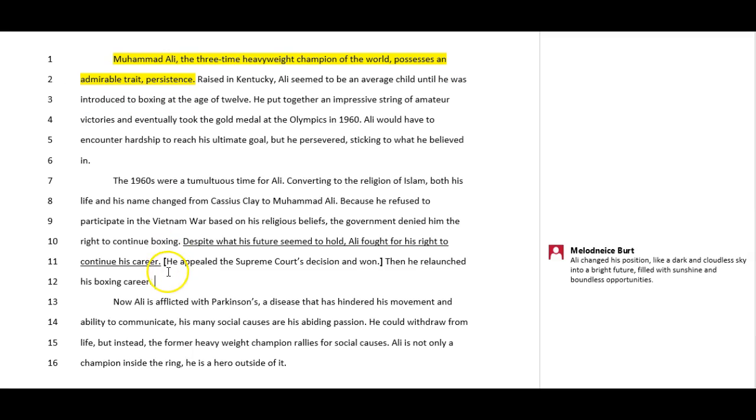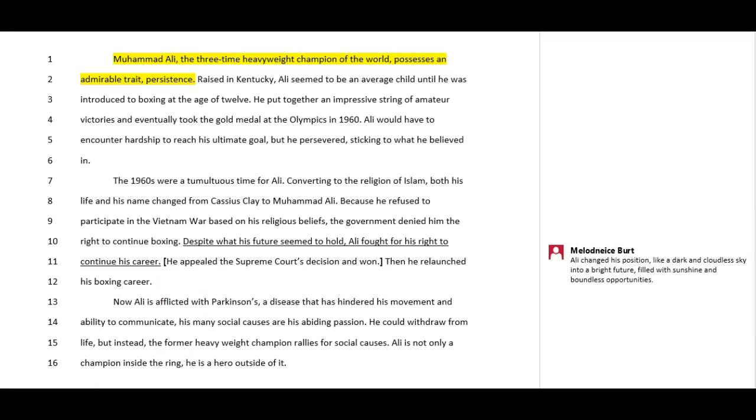Now let's move down to the bracketed sentence. The bracketed sentence is supposed to explain how Muhammad Ali is persistent. He appealed the Supreme Court's decision and won. So he appealed is supposed to show his persistence. However, I'm not sure it's developed enough to explain in a way that would emphasize the purpose of the essay. So I need to revise that sentence to explain more aptly.